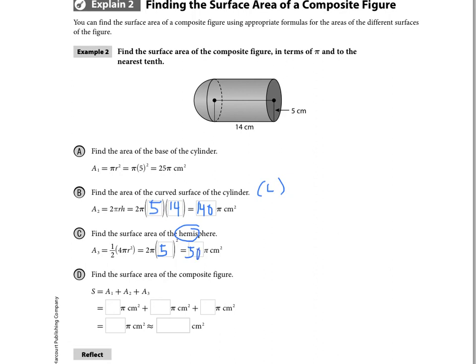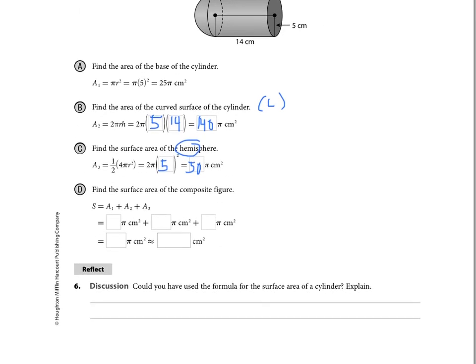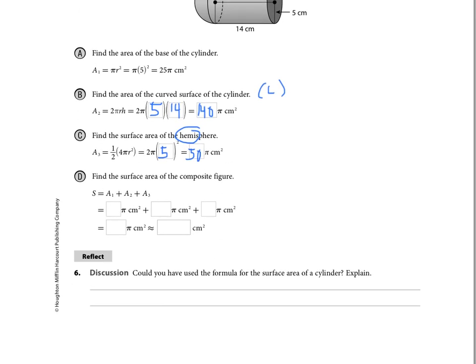And then of course the composite is going to be putting those 3 values that we just came up with in parts A, B, and C together. So our 25 pi, our 140 pi, and our 50 pi are all going to be added up to get me 215 pi, because remember I need it in terms of pi as well as an approximation to the nearest tenth. Now at this point I can use my calculator and I can get 675.4. And that'll be it, you guys, for today, okay?